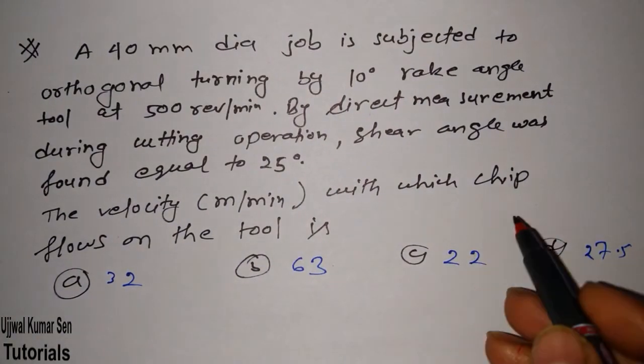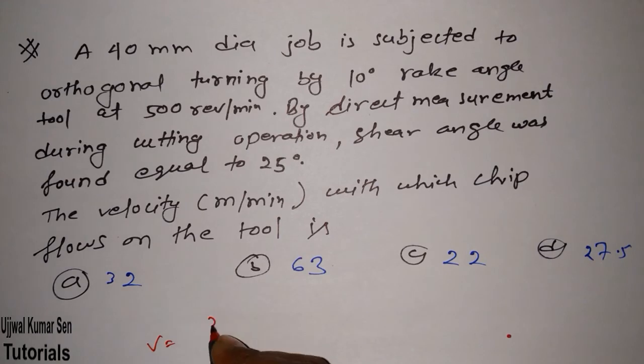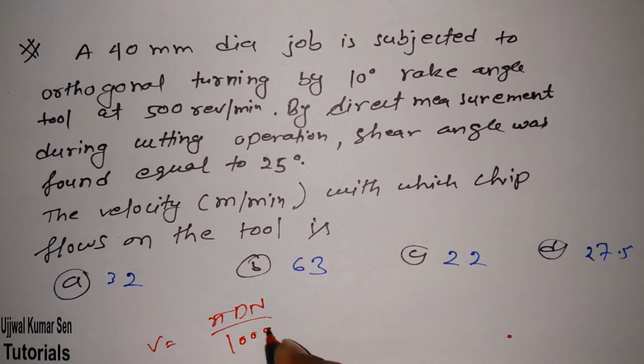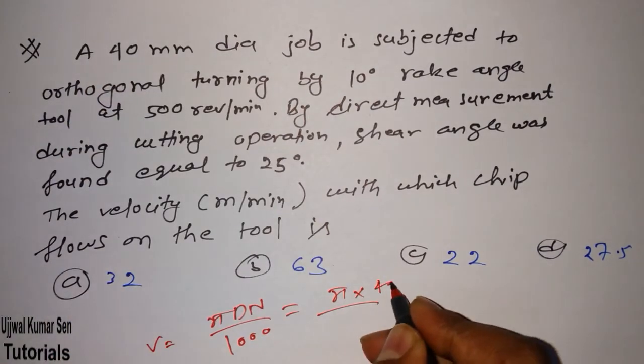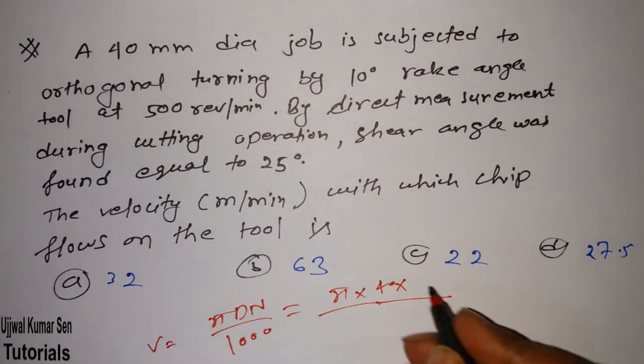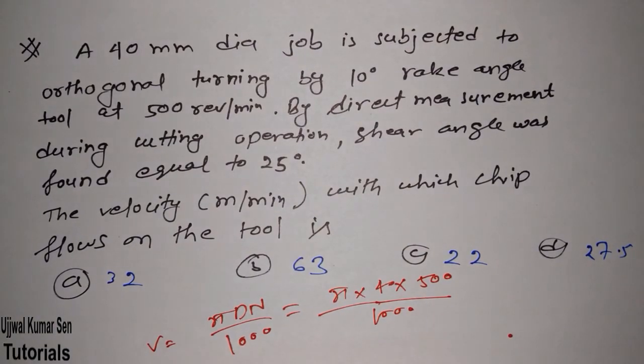So here also we have to find out chip velocity. For finding out chip velocity we have two formulas I have shared with you, but here we have to use the formula which is suitable. So we have that formula, V is equal to pi DN by 1000. Now pi D, diameter 40, and N is 500, by 1000. Simple, right? So we can use this formula to find out the answer.